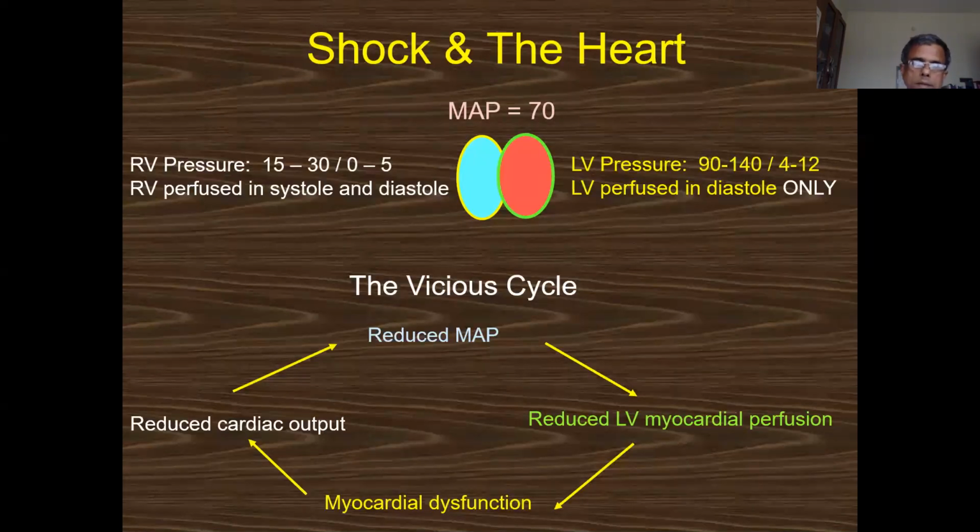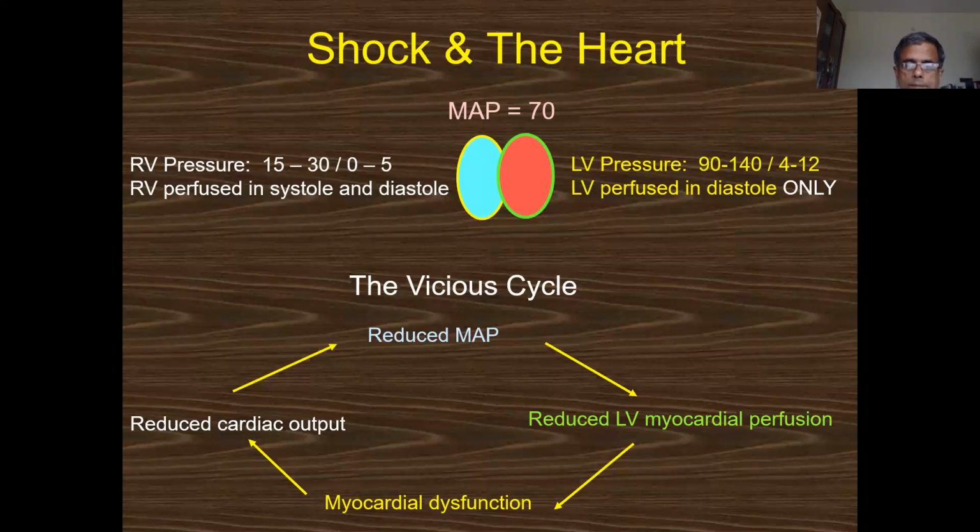Shock in the heart. The heart has two chambers. The left-sided chamber is under high pressure. The right-sided chamber is a low-pressure chamber. The coronary vessels go into the myocardium. So the right-sided perfusion pressures are adequate throughout systole and diastole. The right heart gets perfused pretty well, but the left heart is perfused only during diastole.